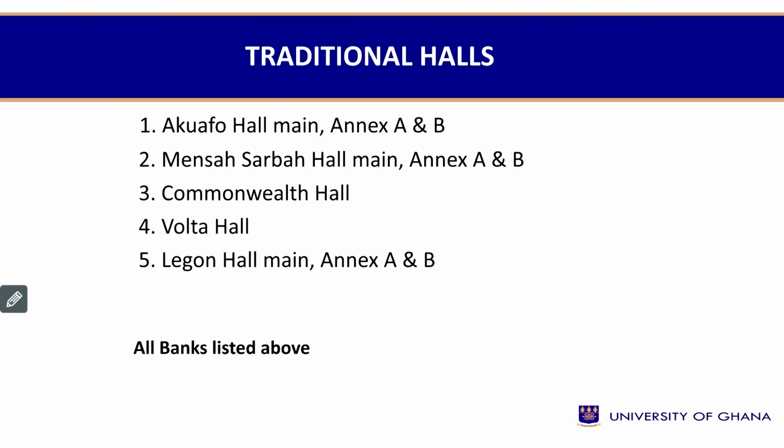If you are in the traditional halls, which are meant for freshers, level 100, that is Equafo Hall, main, Annex A and B, Mensa Sarbah Hall, main, Annex A and B, Commonwealth Hall, Volta Hall, Legon Hall, main, Annex A and B, then you can use all the banks that have been listed above.